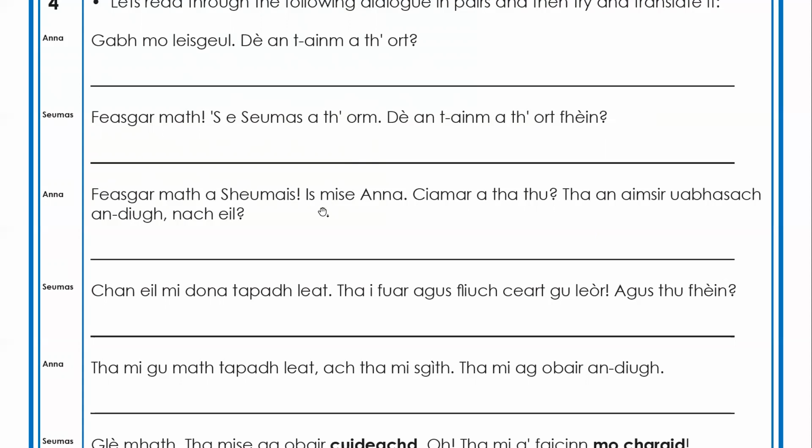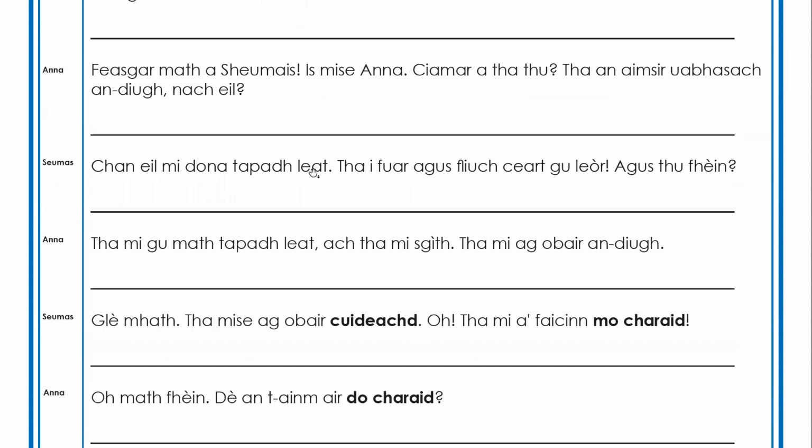Feskerma, a Hamish. Here we have good afternoon, this time with Seamus in the vocative case. Is Misha Anna. I am Anna. Kimira Hau, how are you? Ha Anamishid, Uavasach, and you? The weather is terrible today, isn't it? Chanyami Donna, Taplat. I'm not bad, thanks. Ha I Fuud, I guess Fluch. It's cold and wet, right enough.